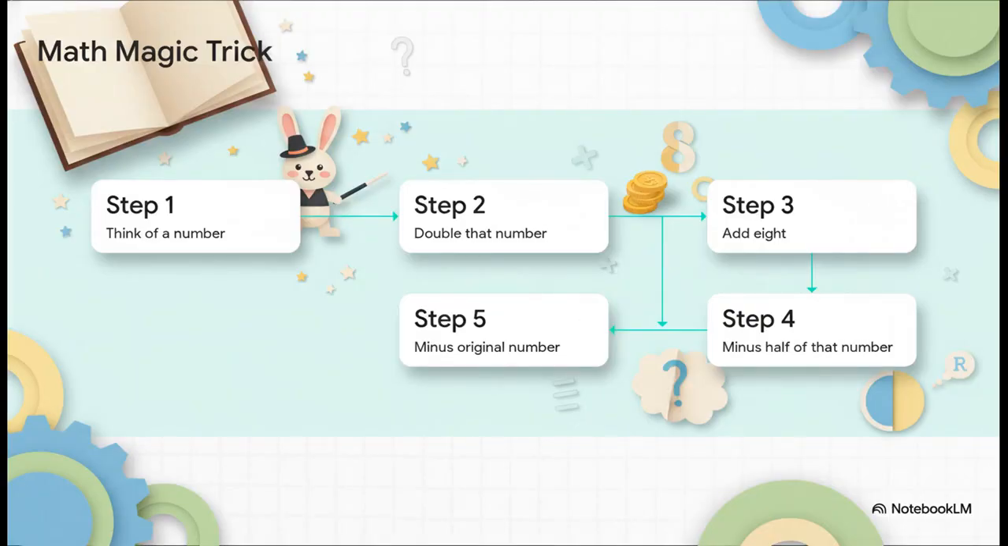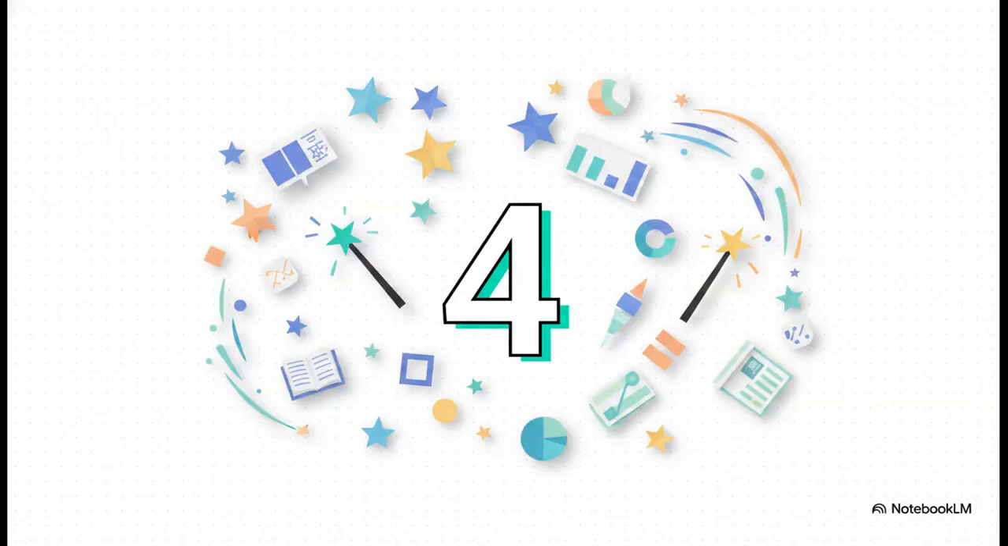The book actually presents a magic trick, and I totally want you to play along with me right now in real time. Ready? Okay, step 1, think of a number. Any number at all. Got it? Step 2, double that number. Step 3, add 8 to it. Step 4, minus half of that newly calculated number. And finally, step 5, minus the original number you started with. Okay, so is the number you're holding in your head right now a 4? Yes, it reveals this magical answer every single time.